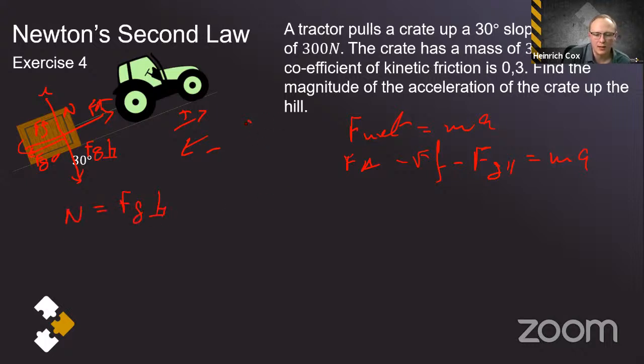Okay, so again, if you draw your FG, right, then your FG perp is going to be something like this. Then your FG parallel is going to be here. This will be your 90-degree angle, and this will be the angle of the incline, the 30 degrees.